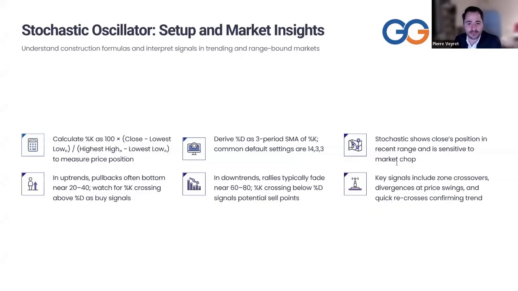Stochastics basically tells you where the close sits within the recent high-low range. We're talking about two lines here: %K versus %D. I'm going to show you this. In uptrends, healthy pullbacks often bottom between 20 and 40. In downtrends, rallies fade between 60 and 80.